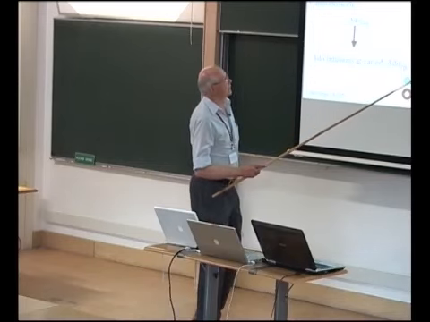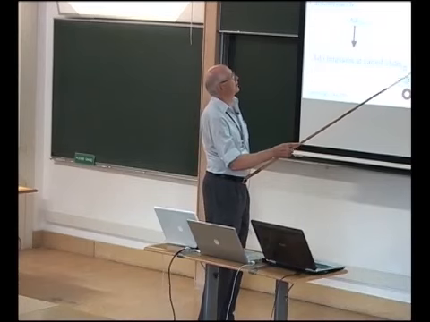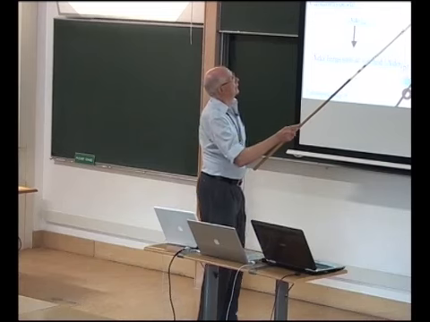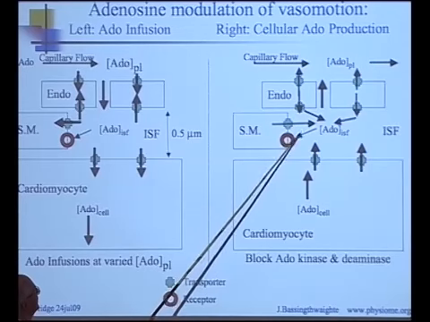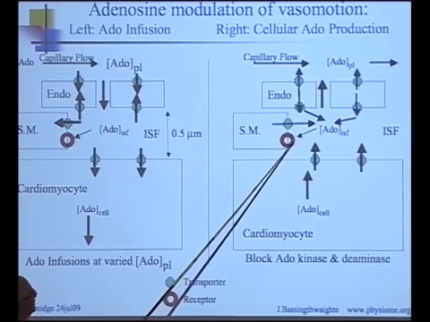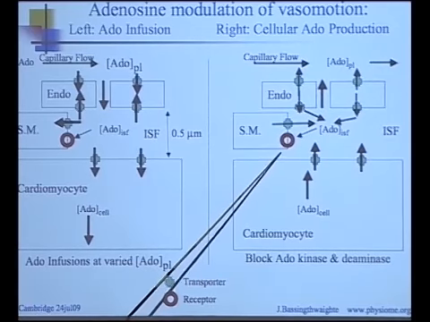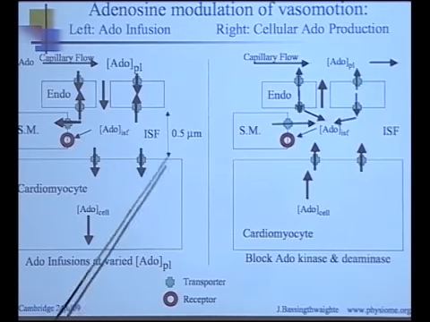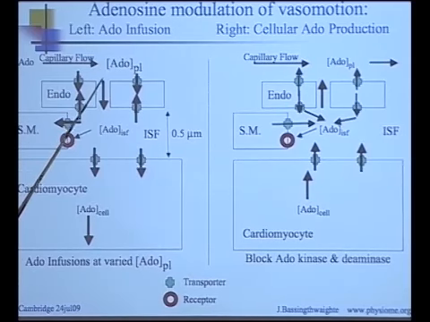So now let's compare those two sets of experiments. The first one we looked at was to block the kinase, and in that case you've got a surge of adenosine being released from cardiomyocyte, from endothelial cell, from smooth muscle cell, and impacting the receptor on the smooth muscle cell. So that looked like a first order binding process.